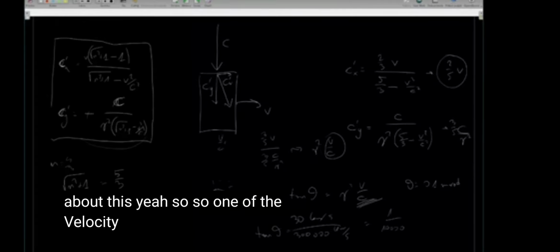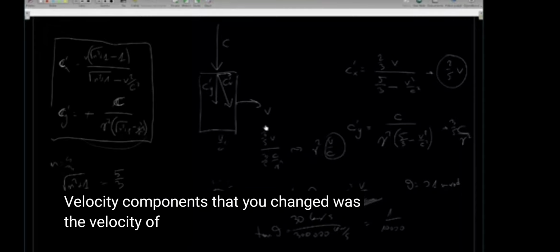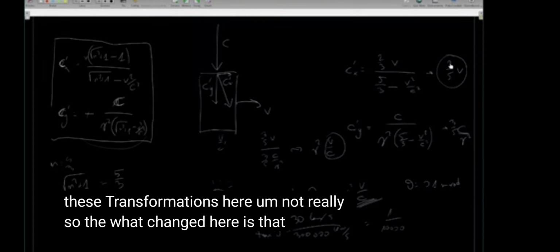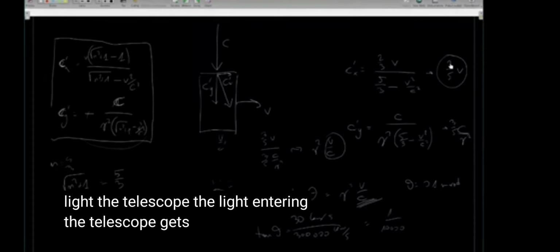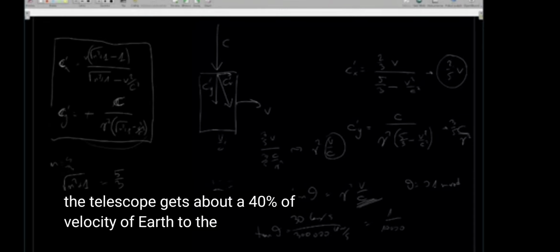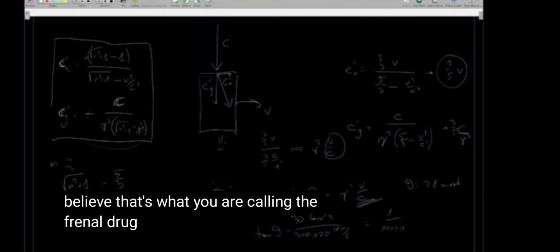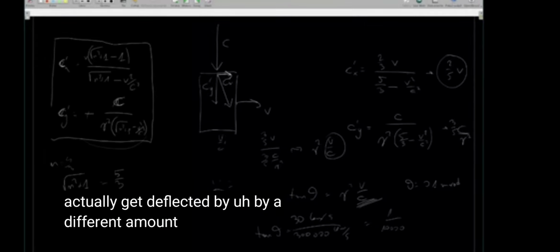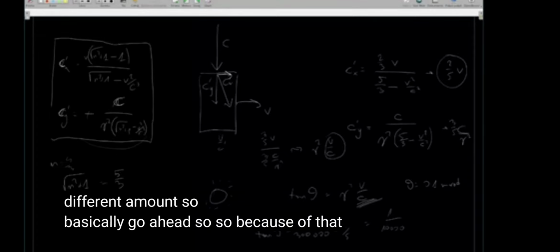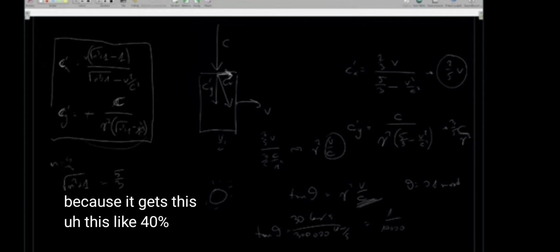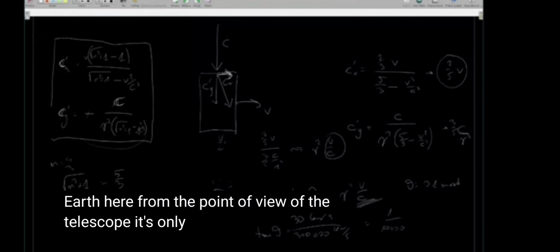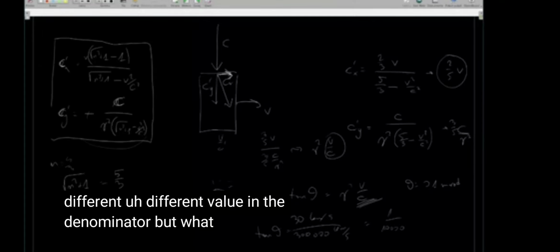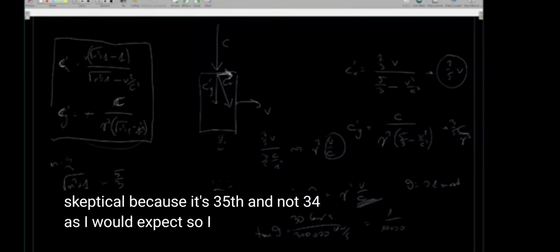So one of the velocity components that you changed was the velocity of Earth in one of these transformations here. Not really. What changed here is that the light entering the telescope gets about 40% of the velocity of Earth to the side. So I believe that's what you were calling the Fresnel drag. So that's the velocity here, and because of that, it will actually get deflected by a different amount. So basically you have a different value in the denominator. But I'm skeptical because it's 3/5 and not 3/4 as I would expect. So I probably made some mistake.